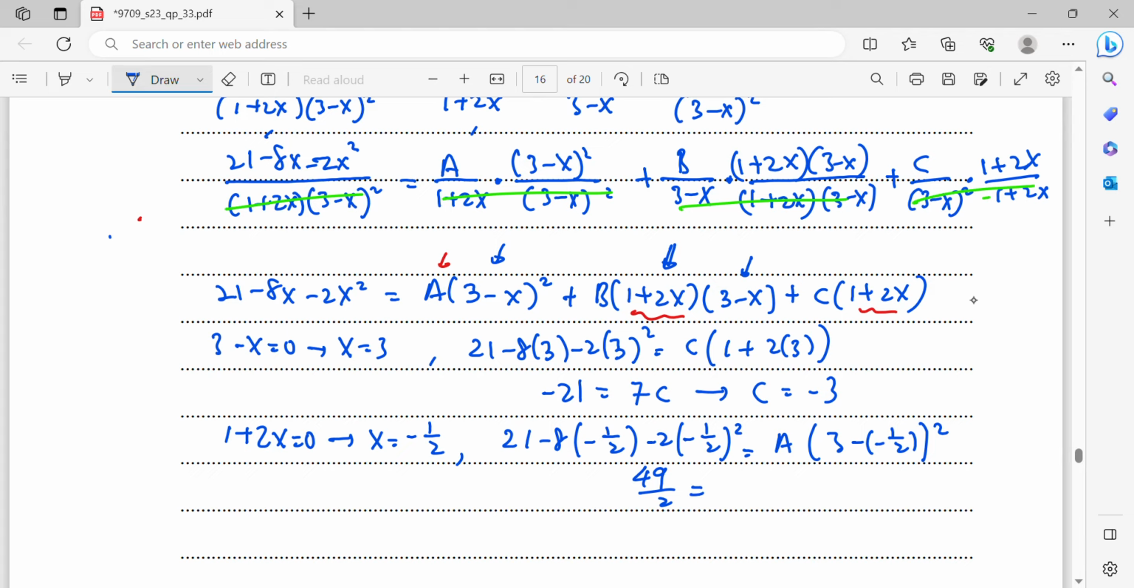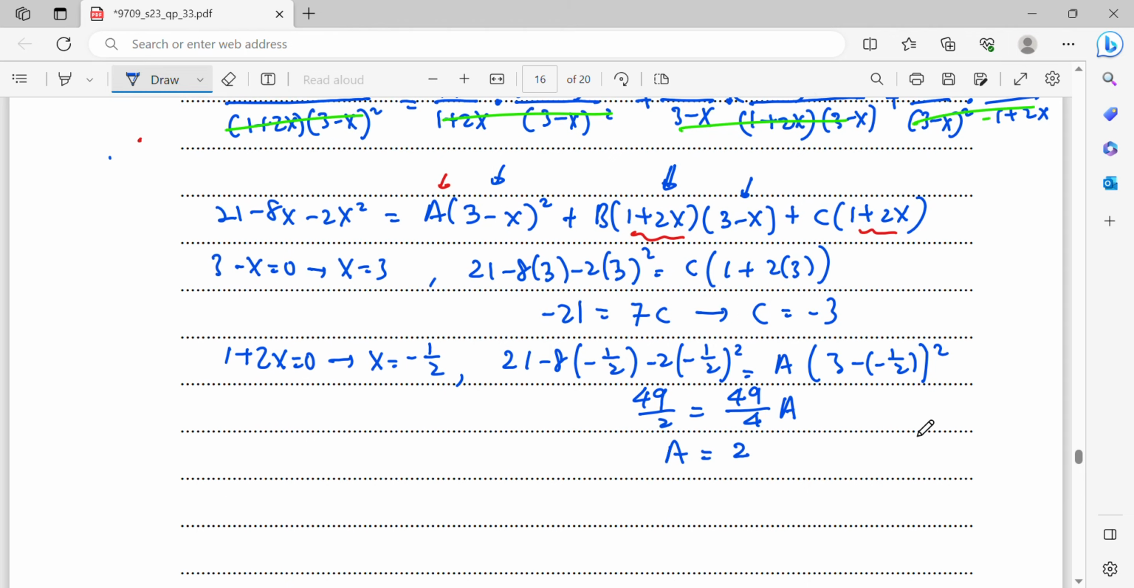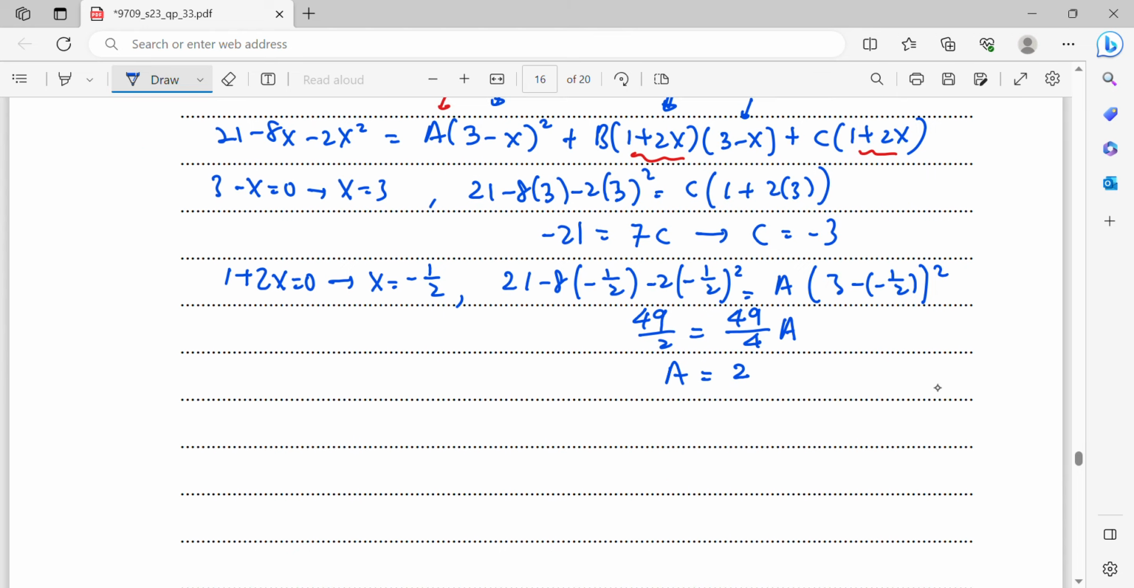And then 3 minus half is actually 3 and a half, which is 7 over 2. So you square it, it becomes 49 over 4a. Then from here, your a is 2. Okay, now to find the b, we don't have other factors, so you can let x be any other numbers as you like. So I will let it be 0.